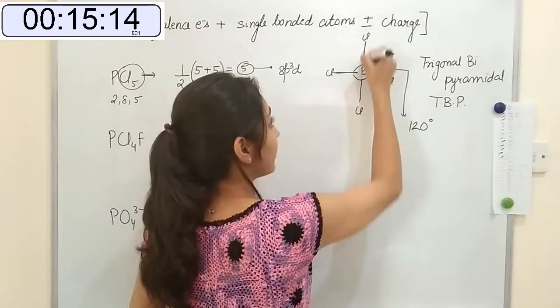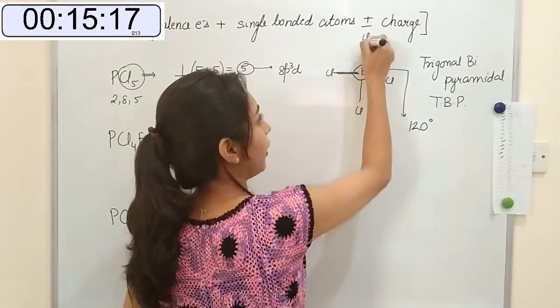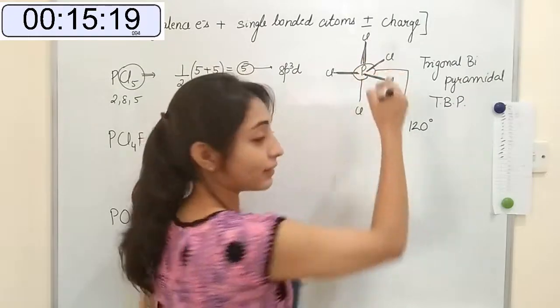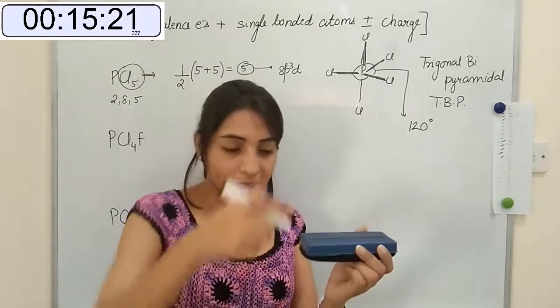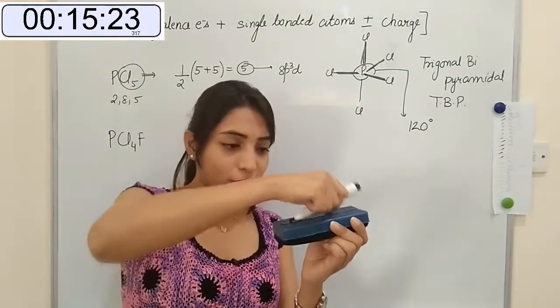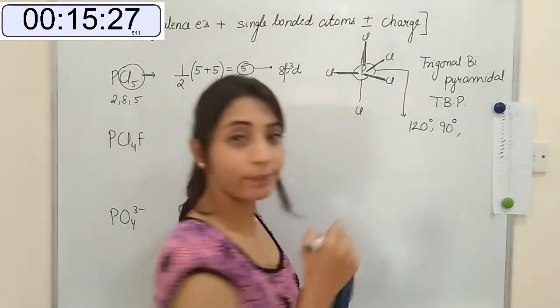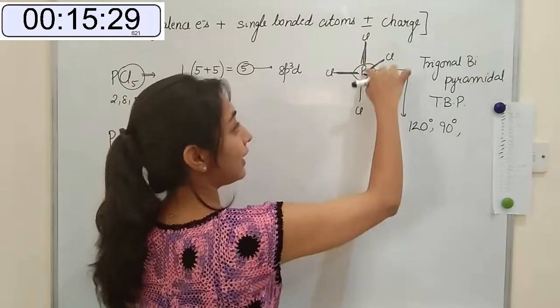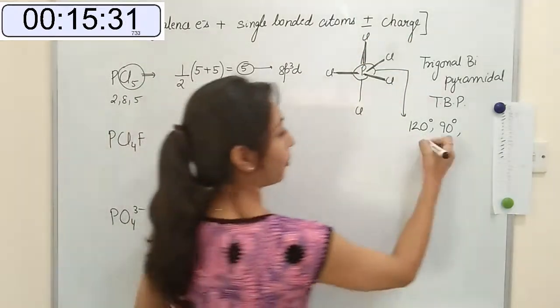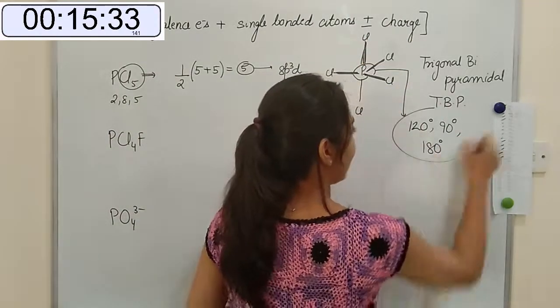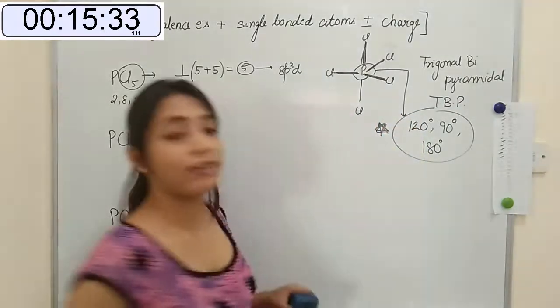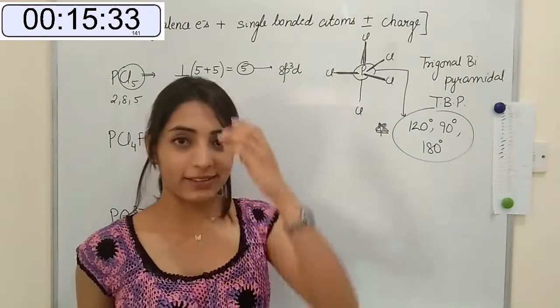Now you look at this bond and this bond, or this and this. There is a triangle in the plane and one bond is like this, so this is at a 90 degree angle. So the 90 degree angle is also there. Moreover, if you look at Cl, PCl, this is a straight line, so the bond angle will be 180 degrees. This is very, very important to remember, the bond angles here.